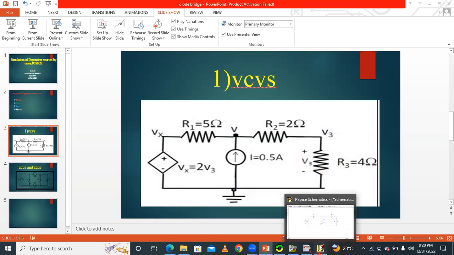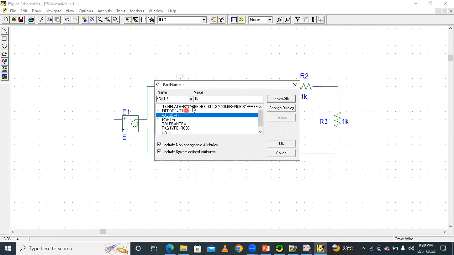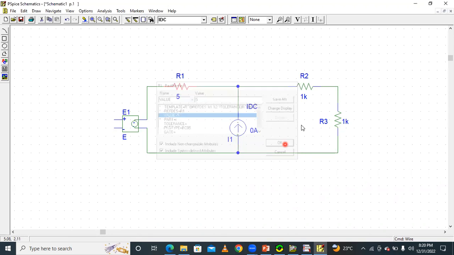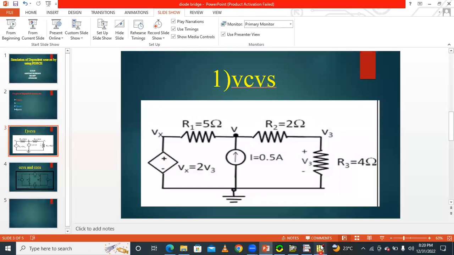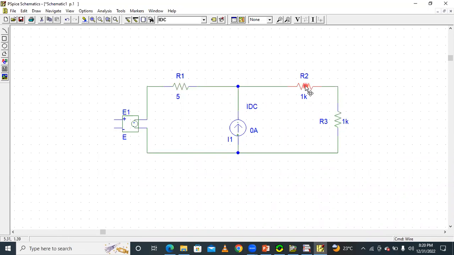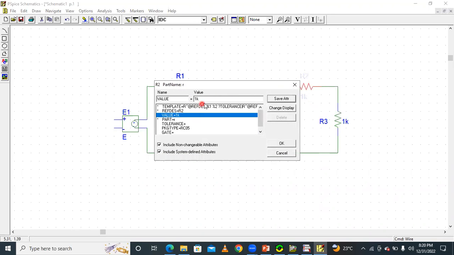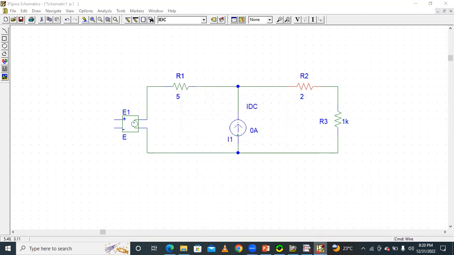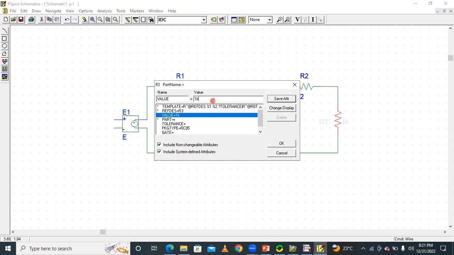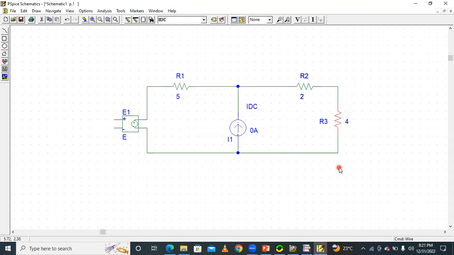Change the resistance value of the 5 ohm resistor to 5, save attributes, then okay. For the 2 ohm resistor, the value of resistance is 2. Save attributes, then okay. And here the value of resistance is 4. Change to 4, save attributes, then okay. And take one ground, place it here and connect it.